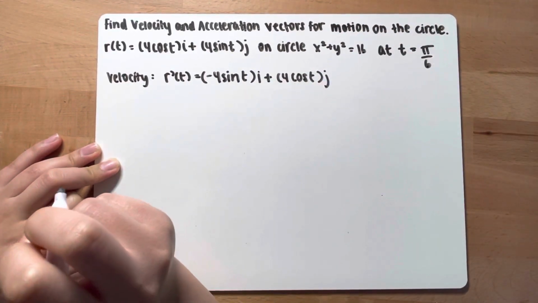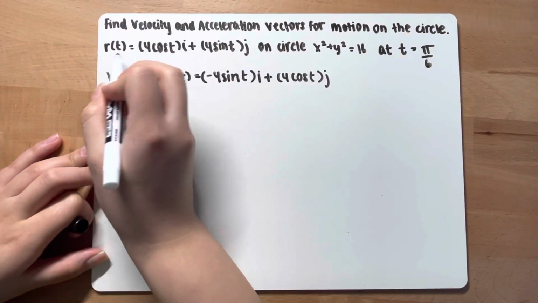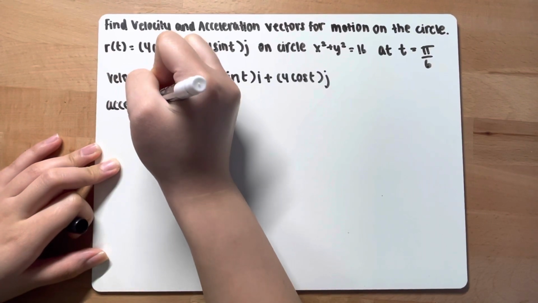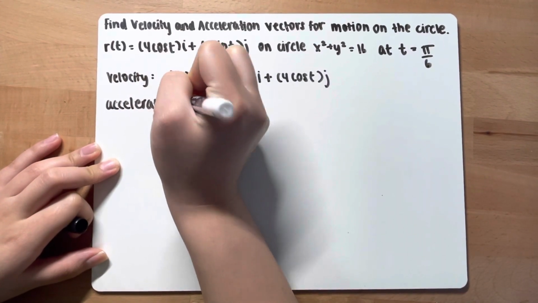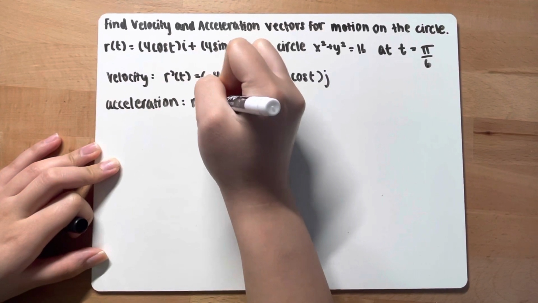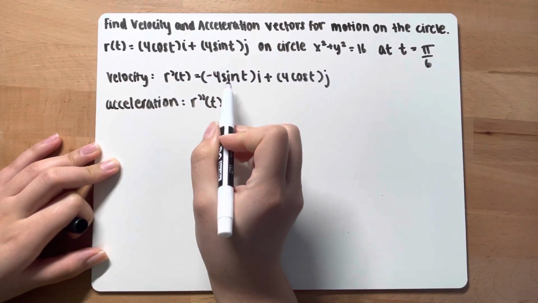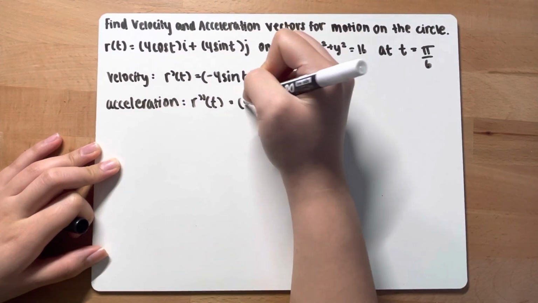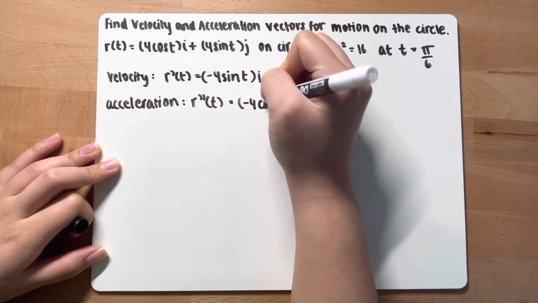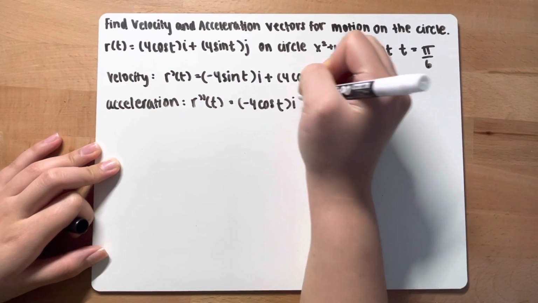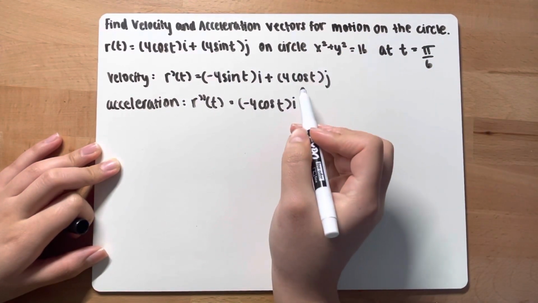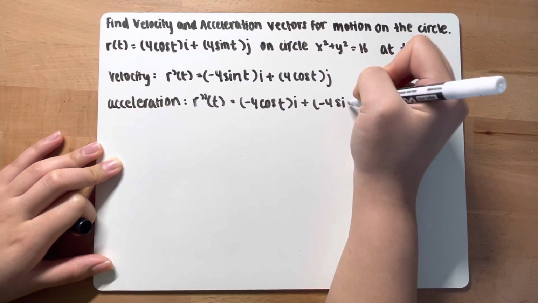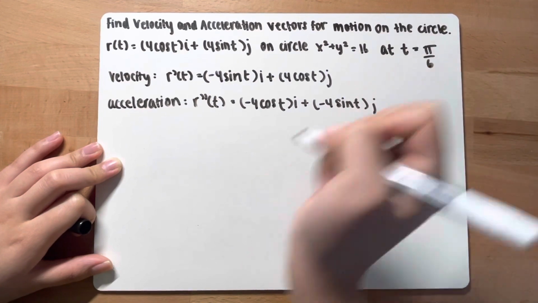Now you want to find the acceleration of this function. So acceleration is the second derivative of the function. The derivative of negative sine is negative cosine, so you get negative 4 cosine t. This is our i component. The derivative of cosine is negative sine, so you get negative 4 sine t. This is our j component.